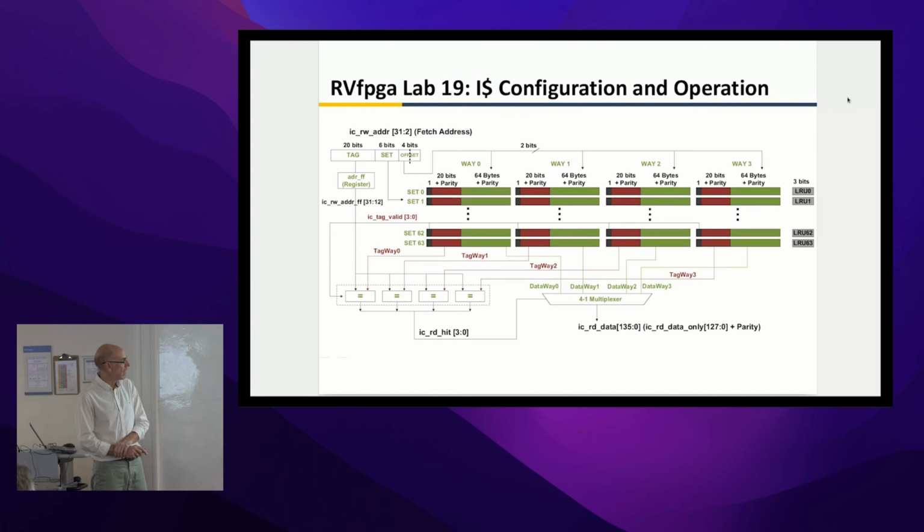And well, we read in parallel the 4 ways, compare the tags with the part of the address corresponding to the tag, and in case of a match, we signal a hit and we select the block or the instructions from the icache. Otherwise, we signal a miss and we request the instructions from the external memory. Again, these are the real names for the signals that you can find in the core, and you can try to understand the Verilog implementation of this structure.